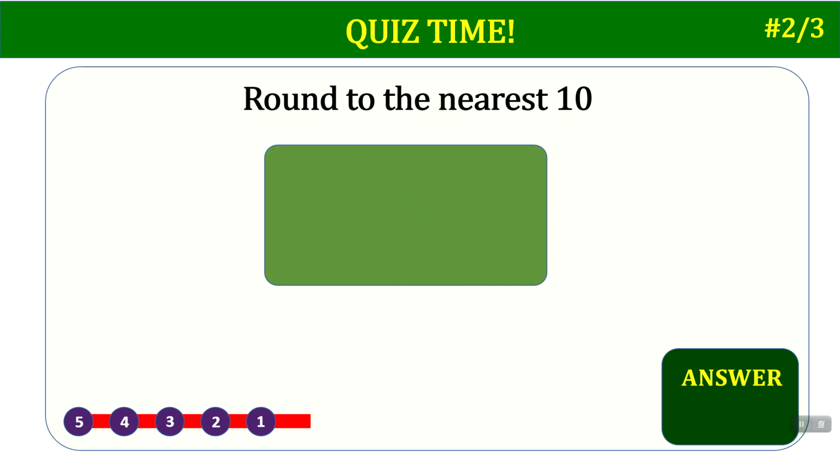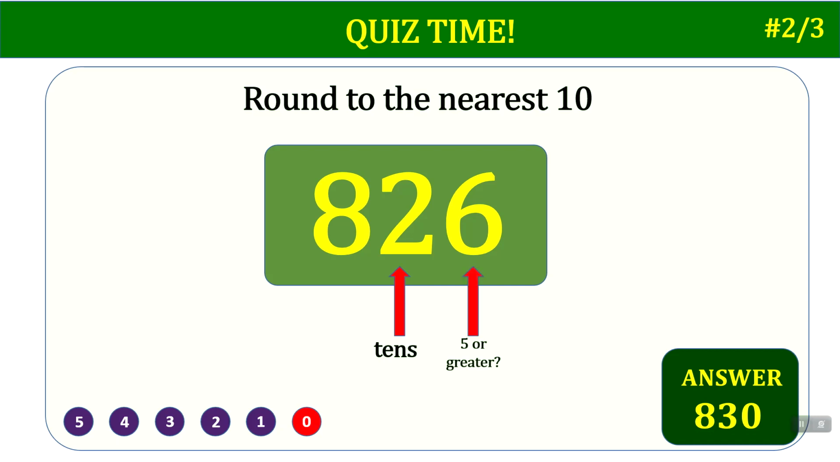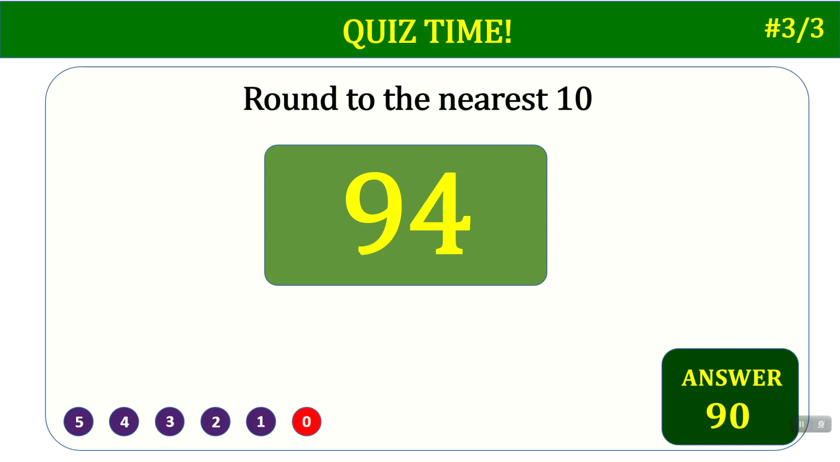Question 2, round to the nearest 10. 826. Time's up. The answer is 830. We see that there is a 2 in the tens column. To the right is a 6, which is greater than 5, and so that rounds up to 830. And question 3, round to the nearest 10. 94. Time's up. The answer is 90. In the tens column is the digit 9. To the right is the number 4. It is not greater than 5, and so we round down to 90.